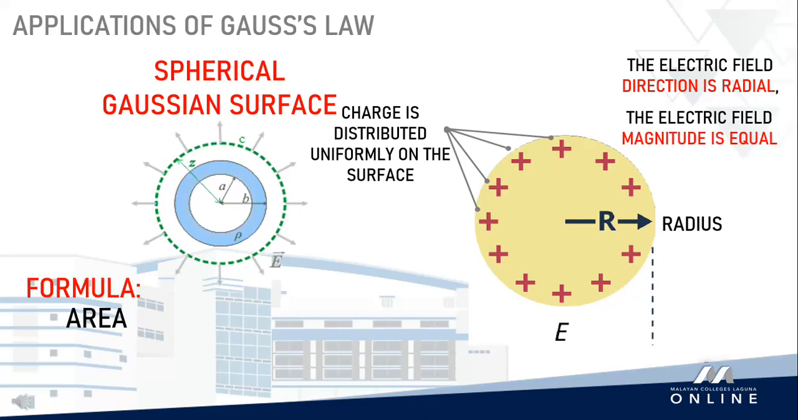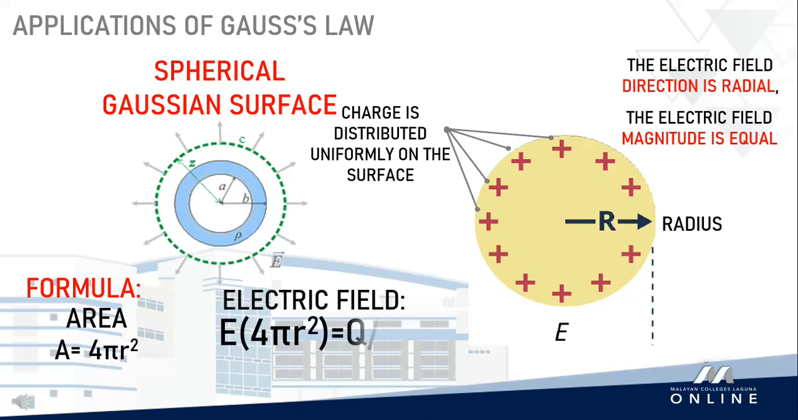Since the area of the sphere can be computed using 4 pi r squared, we can substitute these in our previous equations as follows. Then, we can calculate the electric field in a sphere using this formula.